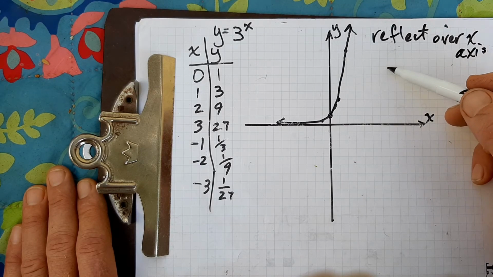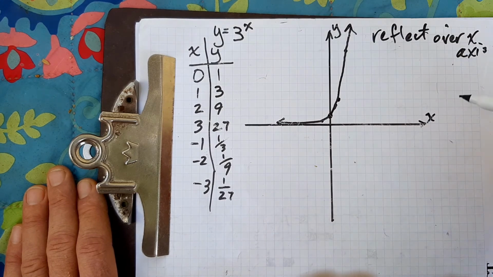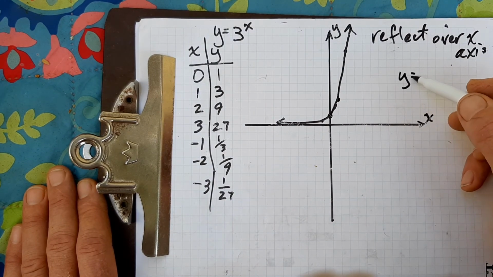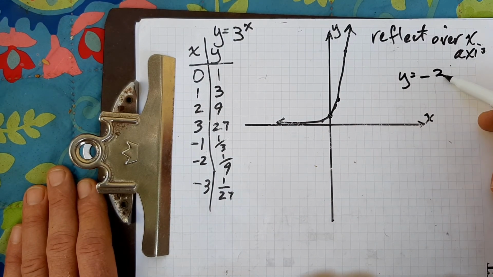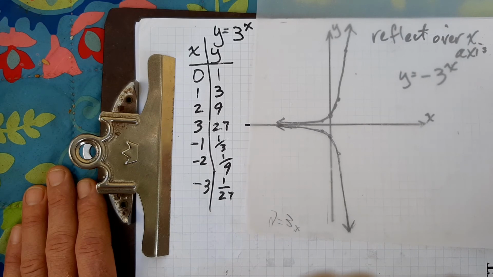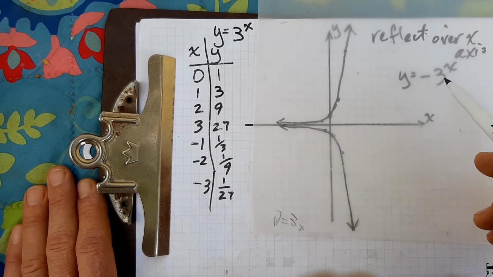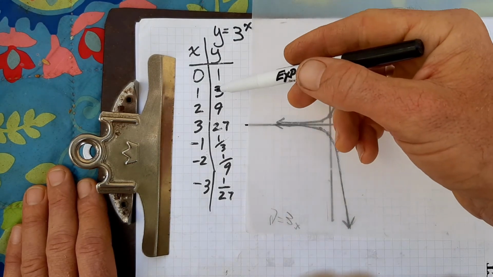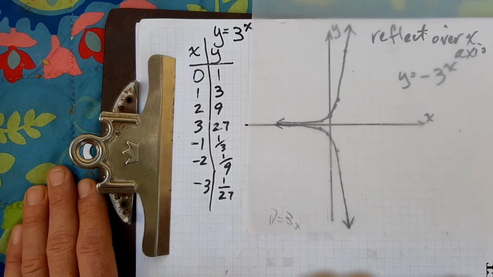I change every part of the function negative. So I have y equals negative sign out here, 3 to the x. And that will affect that flip over the x-axis, okay? So then y equals minus 3 to the x power would look like that. And you can rerun all these table of values if you want to.